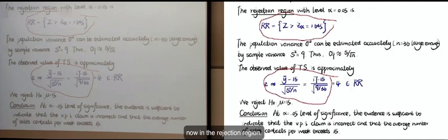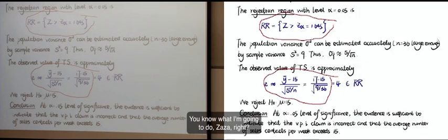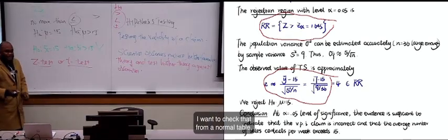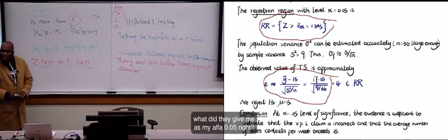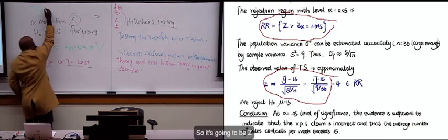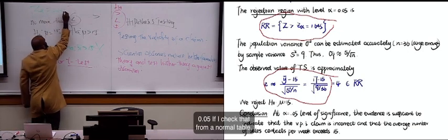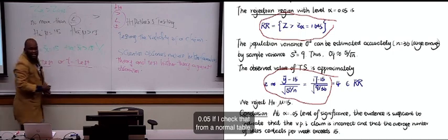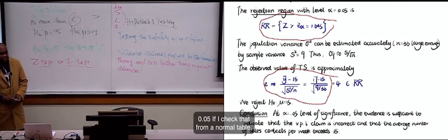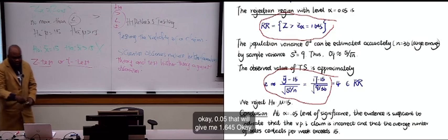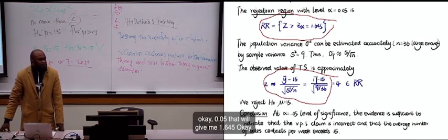Now, you know what I'm going to do? In the rejection region, I've got Z alpha, right? I want to check that from a normal table. What did they give me as my alpha? 0.05, right? So it's going to be Z 0.05. If I check that from a normal table, Z 0.05 gives me 1.645.